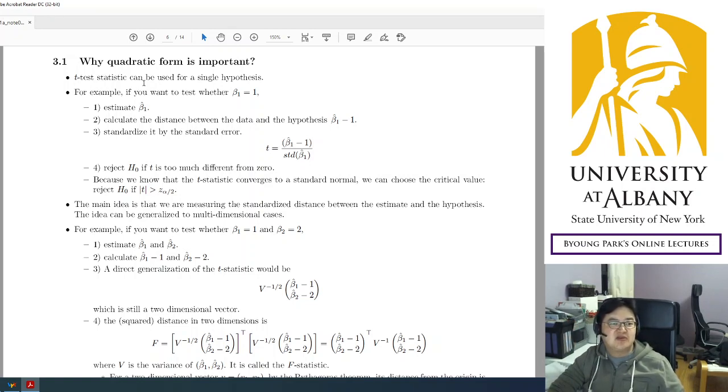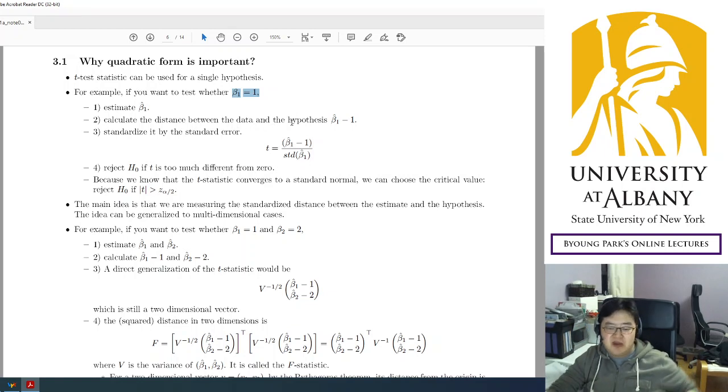Anyhow, think about this. When you want to test an equality for a single parameter beta 1, then our hypothesis testing can be simply implemented in this way. Estimate beta 1, estimate the parameter you are testing, and then calculate the distance between the estimate and your hypothesis. This is your estimate from the data. The hypothesis does not use the data. It is simply your hypothesis. I don't know why you believe beta 1 equals 1, maybe economic theory.